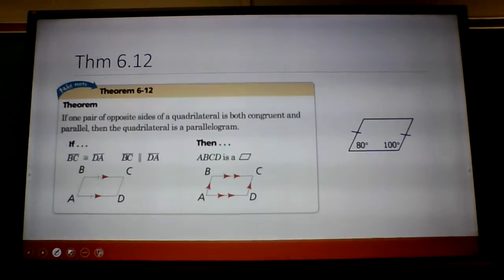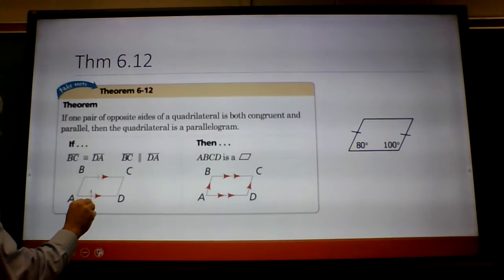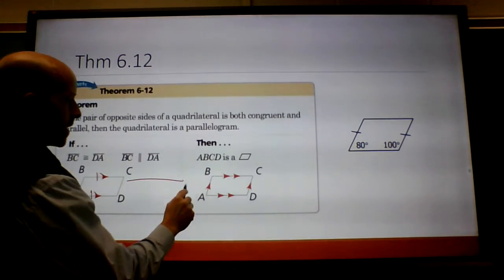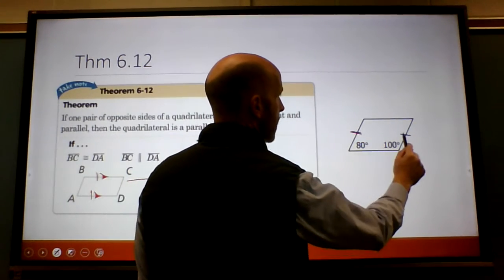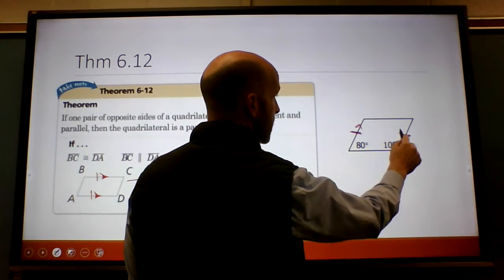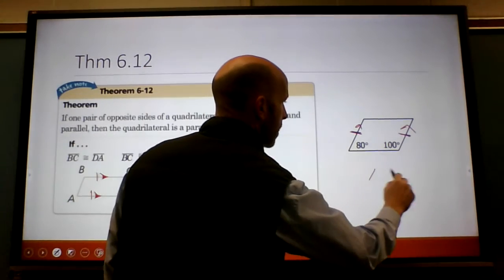So those are the ways to prove, oops, I've got one more here. This was the final way. If we have one pair of opposite sides of a quadrilateral that are both parallel and congruent, then it has to be a parallelogram. So if this side's congruent to this side and this side is parallel to this side, then we can conclude it's a parallelogram. Over here, we already know that this side's congruent to this side. Well, these two angles are supplementary, so this side has to be parallel to this side. So therefore, this is a parallelogram.